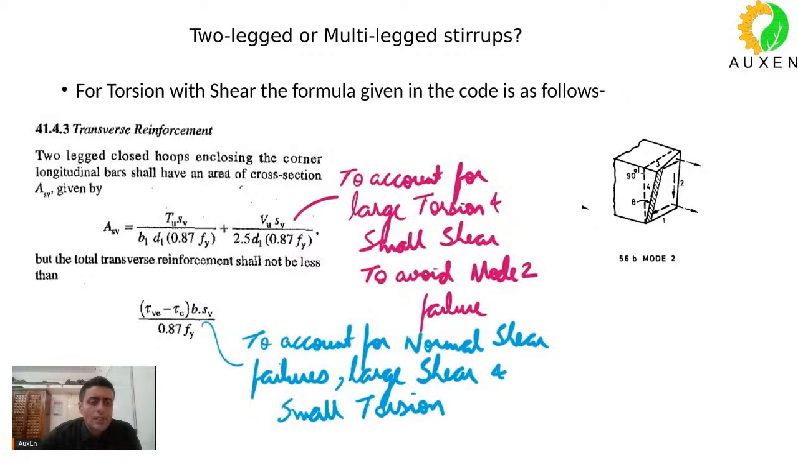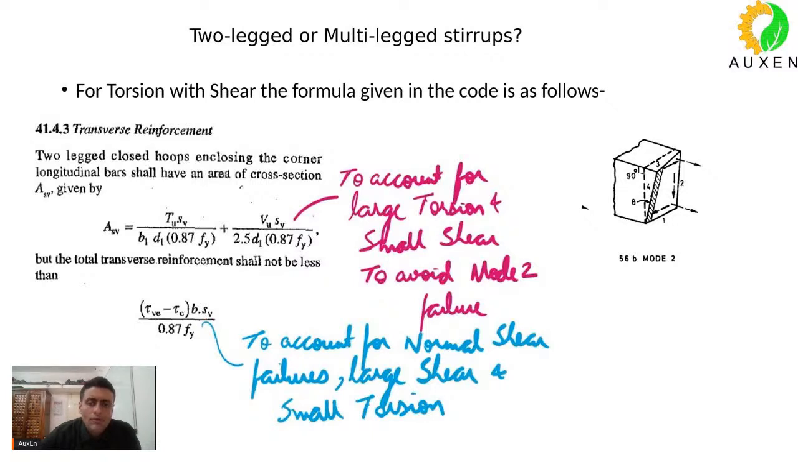So if you read the first line, two-legged closed hoops are required. Then you have a second formula also, but the total transverse reinforcement shall not be less than. Why is this formula given to you? So this is to account for your normal shear failure.